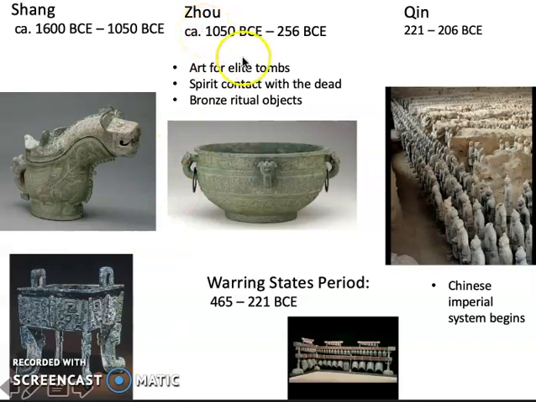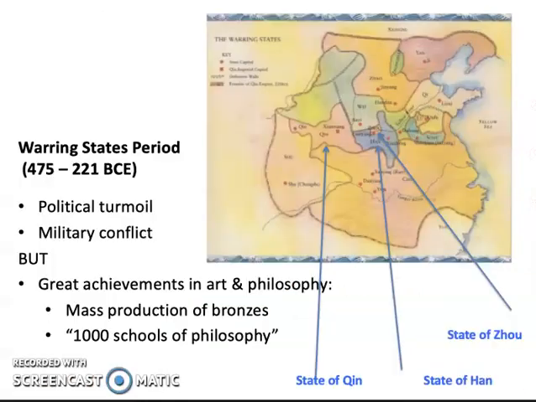By 465 BCE, right here, the Zhou rulers were enmeshed in perpetual warfare with neighboring states. For more than 200 years, we have an appropriately named Warring States period when Zhou dynasty control is breaking down and there is political turmoil, military conflict. So this map shows the small kingdoms and rival fiefs that were vying for dominance. So the Zhou state right here, surrounded by the state of Han. We've got the state of Qin and numerous others all engaging in conflict.